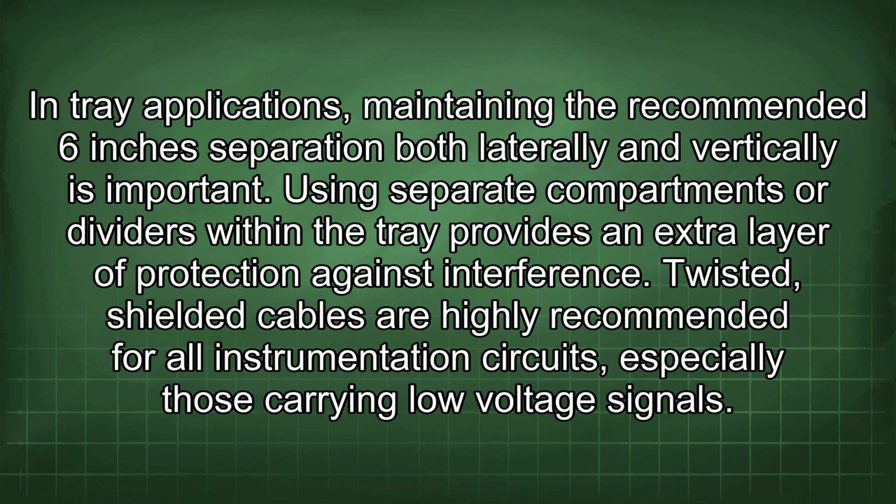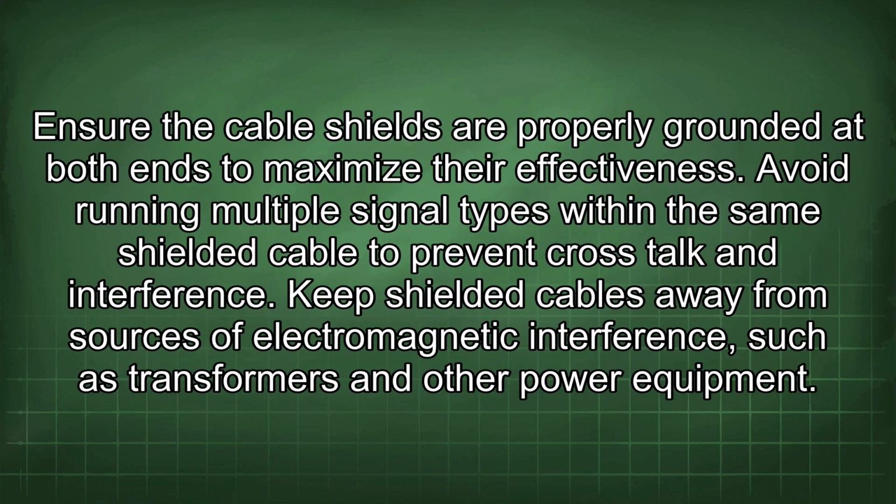Twisted, shielded cables are highly recommended for all instrumentation circuits, especially those carrying low voltage signals. Ensure the cable shields are properly grounded at both ends to maximize their effectiveness. Avoid running multiple signal types within the same shielded cable to prevent crosstalk and interference. Keep shielded cables away from sources of electromagnetic interference such as transformers and other power equipment.